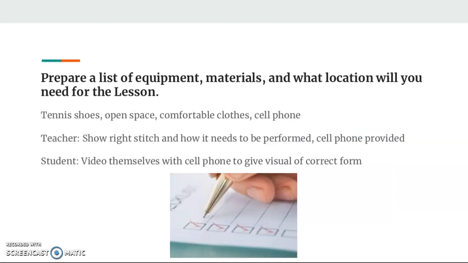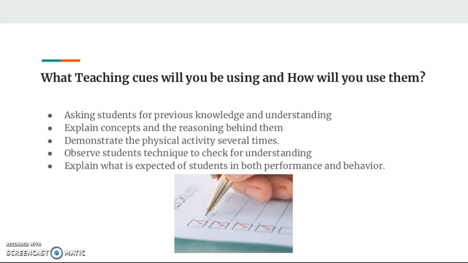Some of the equipment that we came up with is tennis shoes, open space, comfortable clothes, and a cell phone. For the teacher, they'll show the right stretch and how it needs to be performed, and the cell phone will be provided. And the students will video themselves with the cell phone to give a visual of the correct form, just so that the teacher can give some input on what they can fix in their drills.